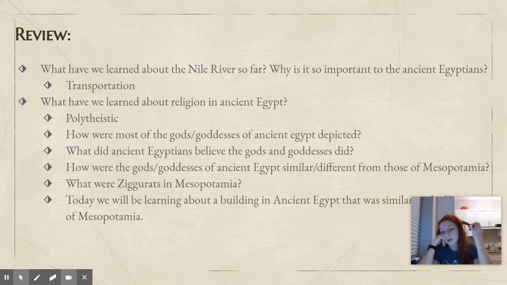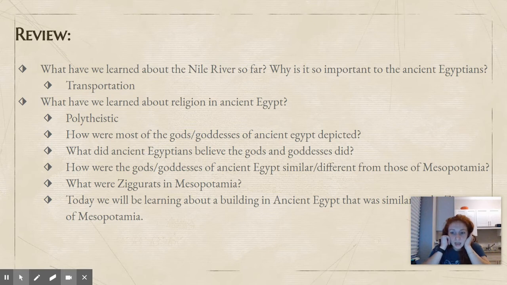What have we learned about the religion in ancient Egypt? Did they believe in one god or many gods and goddesses? Many. What was the name for that again? Polytheistic. Okay. And how were most of the gods and goddesses of ancient Egypt depicted? Meaning, what did they look like?